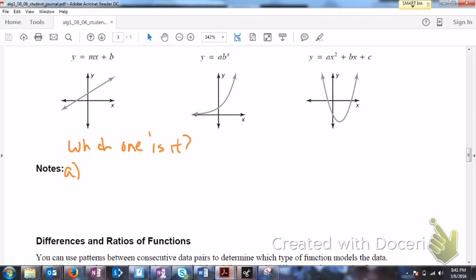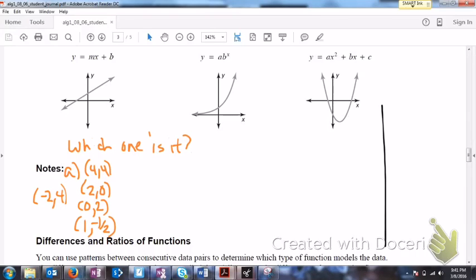Here's part A. I'm going to give you a bunch of points. First one's got points (4, 4), (2, 0), (0, 0), (1, -1/2), and then one more point, (-2, 4). So I've got these points. How do I know which one of those three functions it is? Well, let's just go ahead and graph these. So let's just draw a little graph right over to the side here, and I'll put some marks in here. Alright, we got that on there. Now let's go ahead and graph that first one.